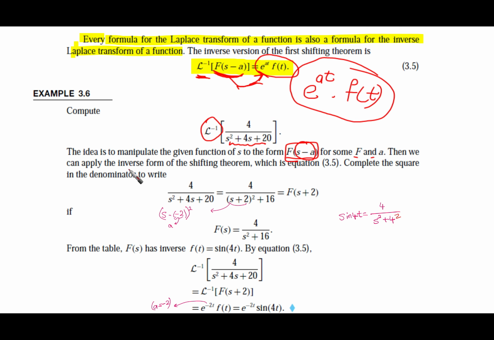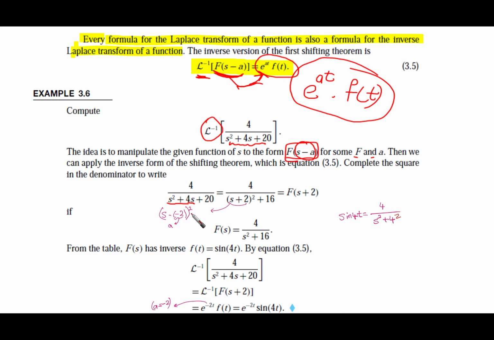Then we can apply the inverse form of the shifting theorem, which is equation 3.5. And we can complete the square of the denominator to write this in the form of s minus a. Let's see, it is s squared plus 4s plus 20. Is it possible to write it like this, that is, s minus 2 to the power 2? Is it okay? I'm just manipulating these two terms.